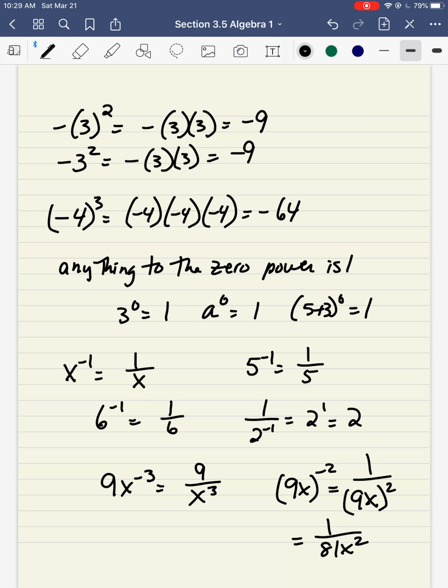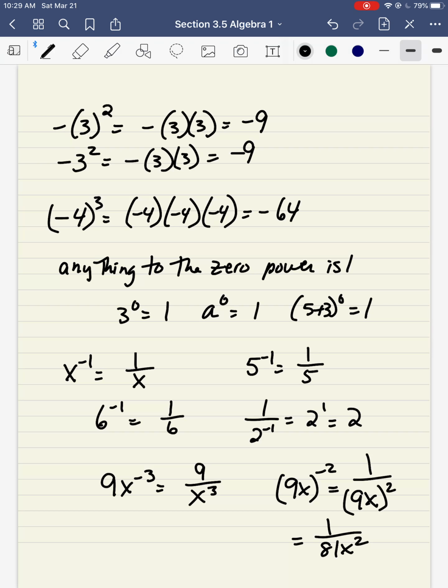This negative 4 to the third, the parentheses are including the negative sign, so it's going to be minus 4 times minus 4 times minus 4, which is a negative 64. Again, 3 negatives is a negative. Anything to the 0 power is a 1. So 3 to the 0 is a 1, 8 to the 0 is a 1. If you have something in parentheses, 5 plus 3 to the 0, that's a 1.